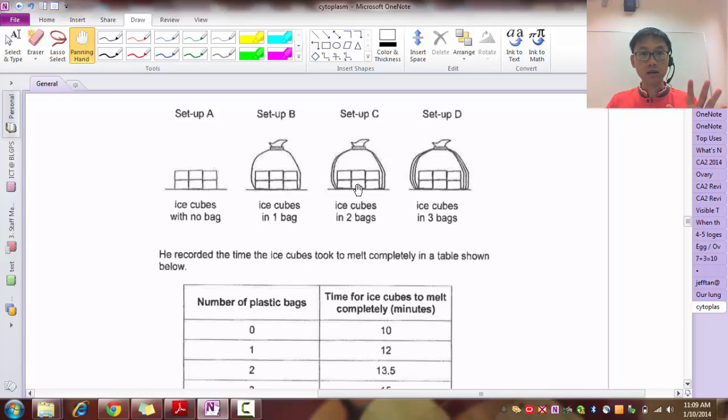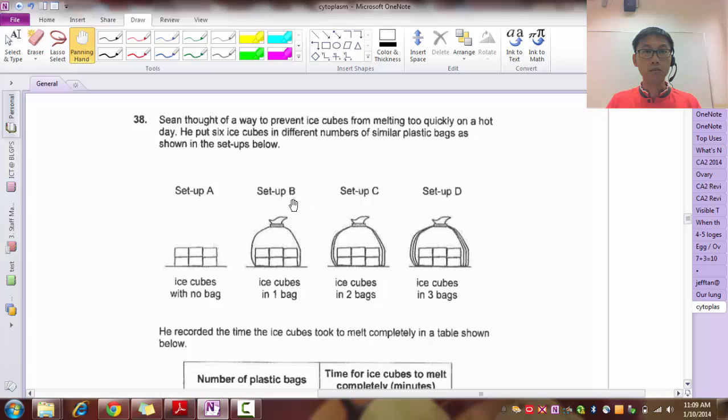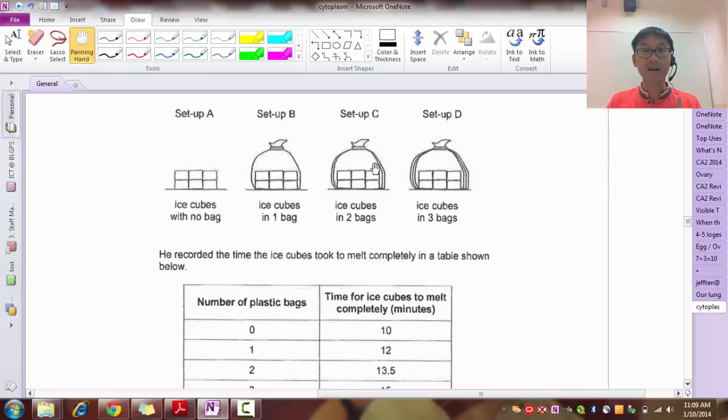The number of ice cubes is the same. The location is all the same, they didn't mention anything about the location. So what is it that is different? Yes, the number of bags. This one has no bag, 1 bag, 2 bags, 3 bags. So the only variable that is changing is the number of bags.